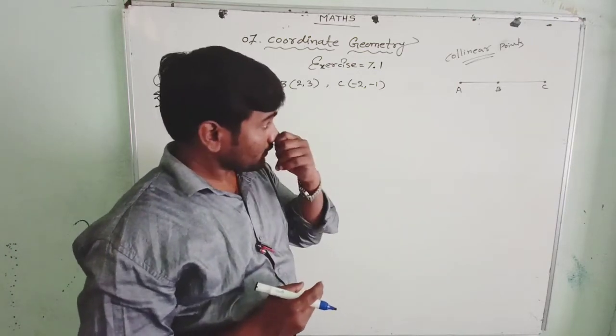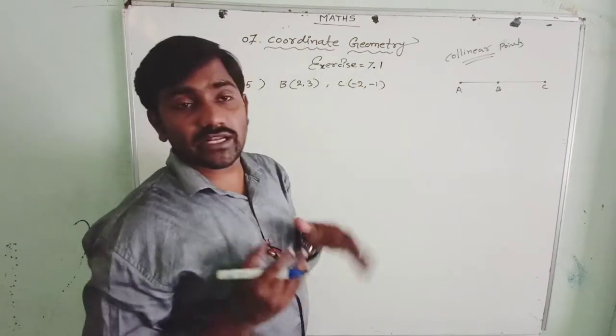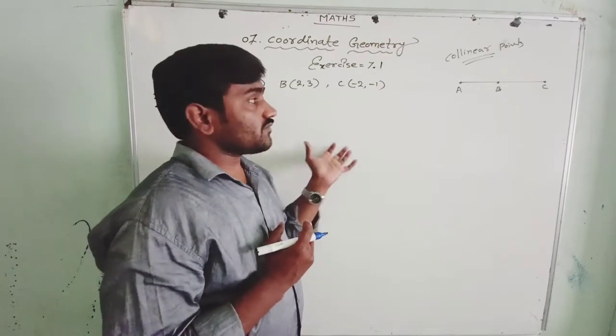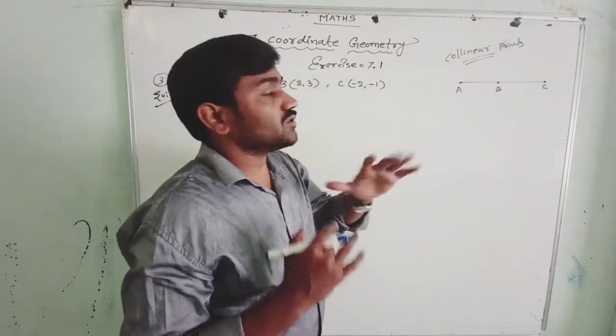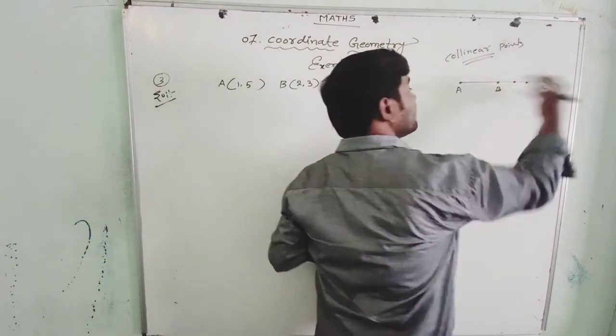So here, how do we know whether the given points are collinear or not? I will tell you later. First you should know the meaning of collinear points. More than 2 points, either 3 or 4 or 5 or infinite points.